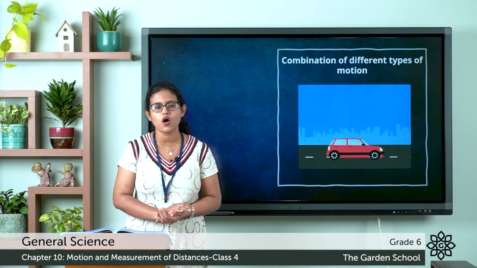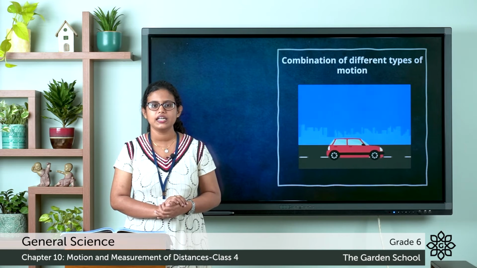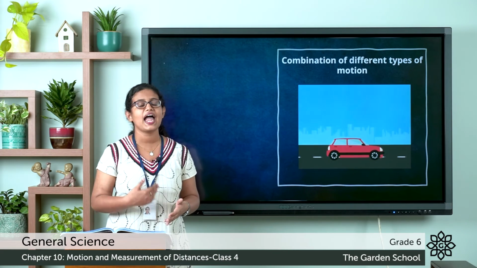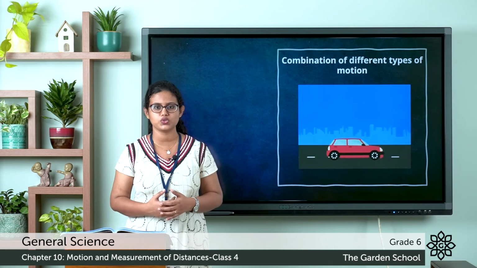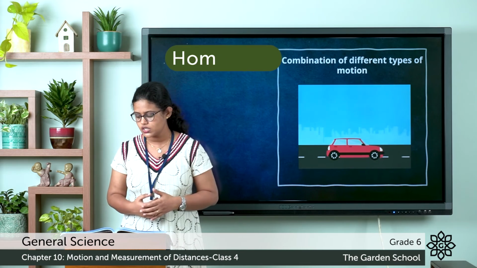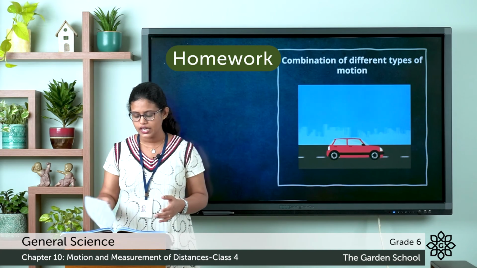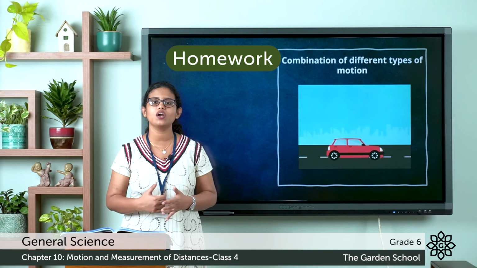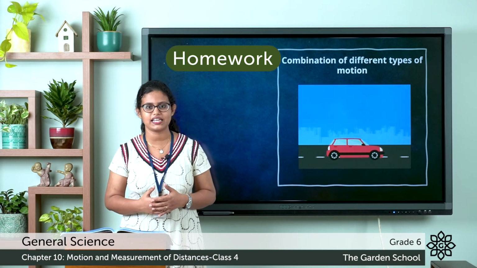So that is all about this chapter. In the last two classes, we were discussing motion and different types of motion. So we are done with the 10th chapter. You can go to the exercise from page number 141 to 144. You can try doing the exercise.